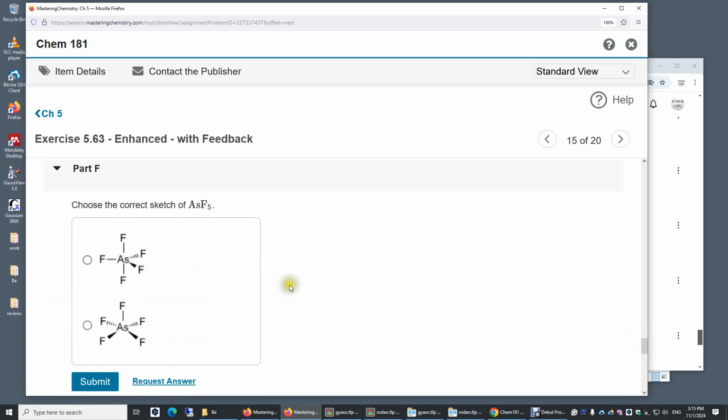This time I need to be careful, so this is pointing at us, this hash line is pointing away from us. 5 electron groups.